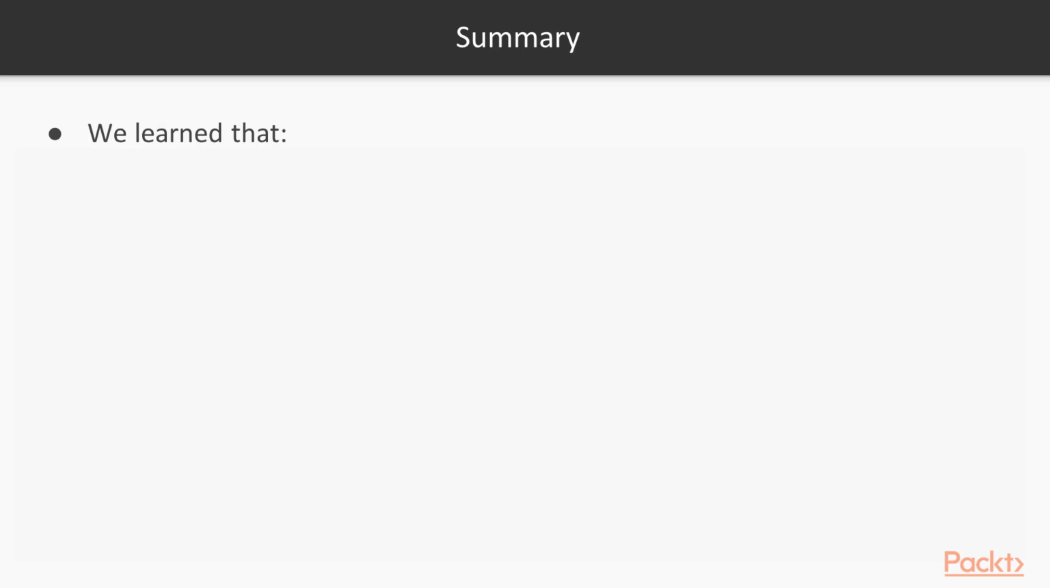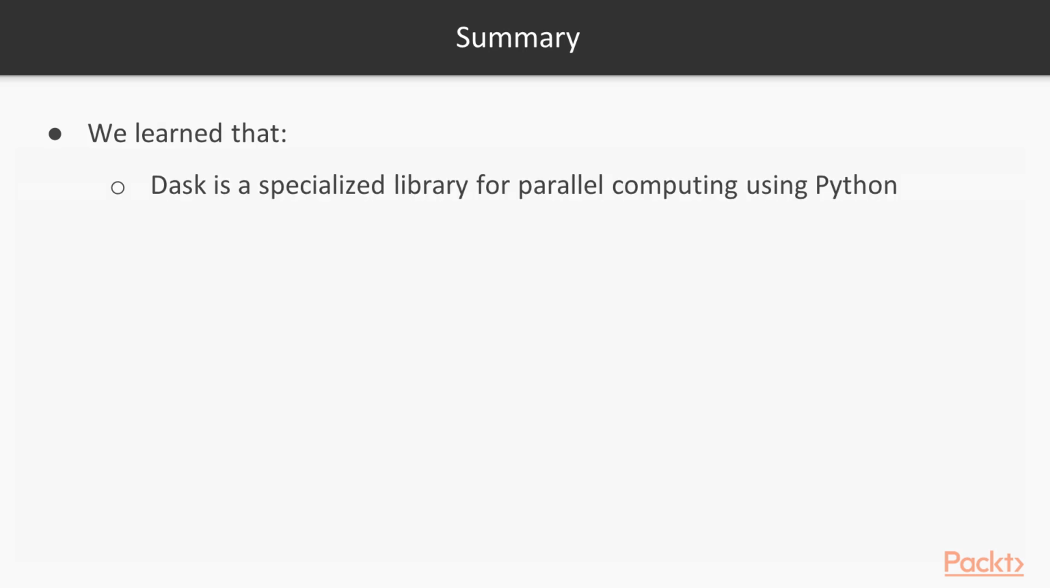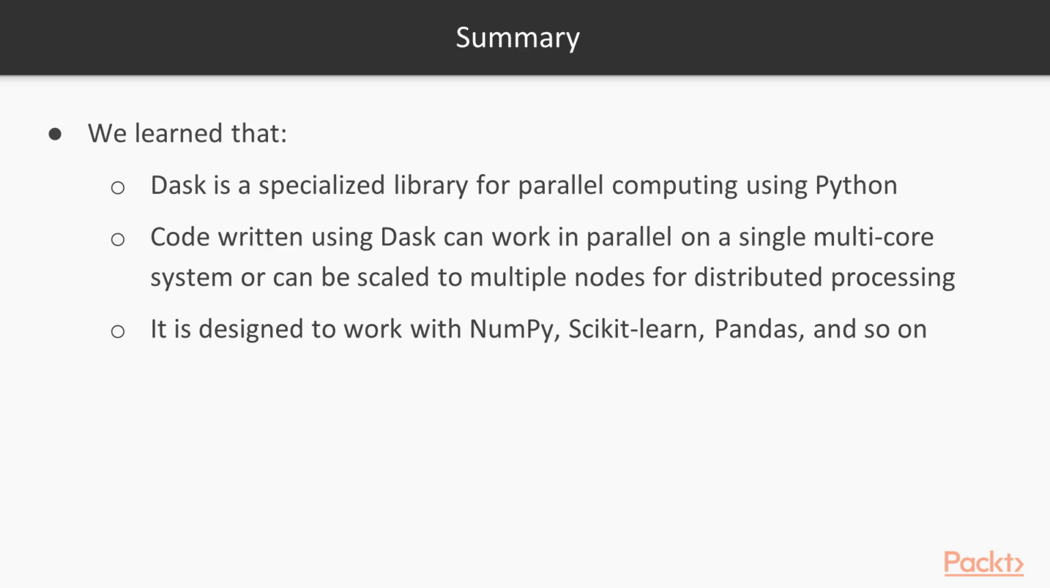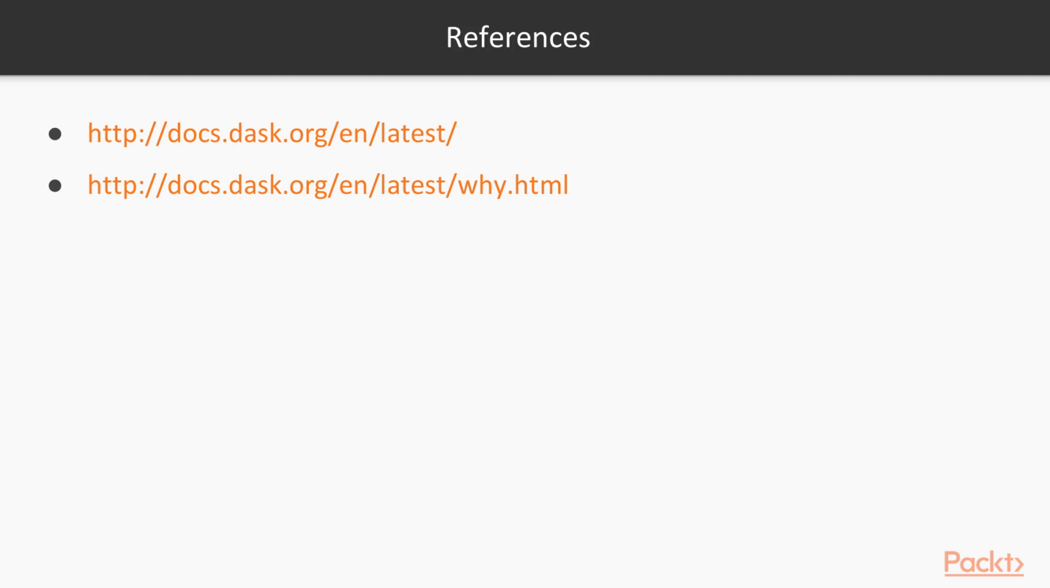So a quick recap of what we have learned. Dask is a specialized library for parallel computing using Python. The code written using Dask can work in parallel on a single multi-core system or can be scaled to multiple nodes for distributed processing. It is designed to work with NumPy, scikit-learn, Pandas, etc. For more reference, you can refer to the official documentation for more information on the various features currently available in Dask.